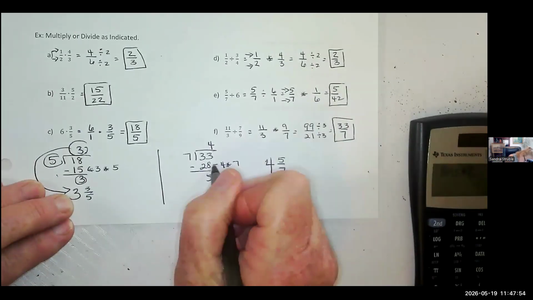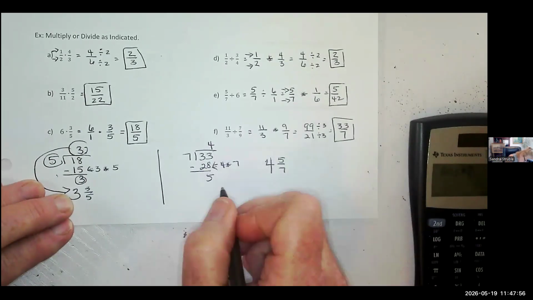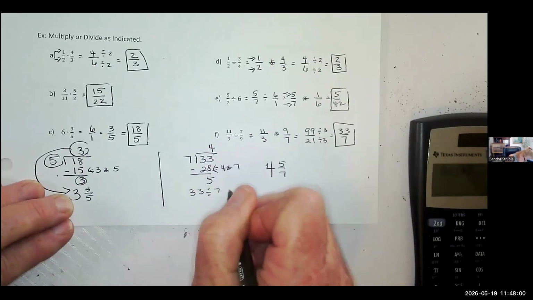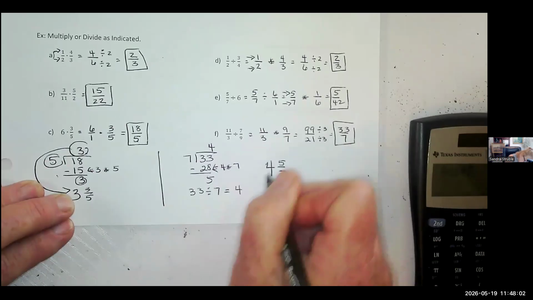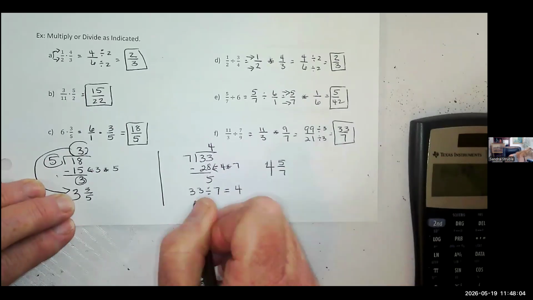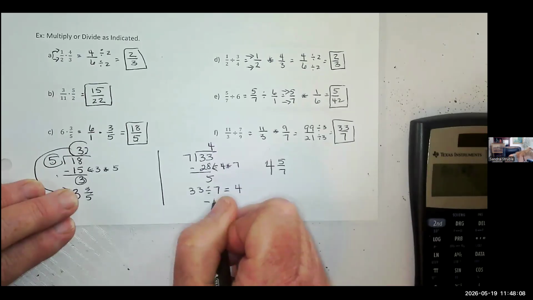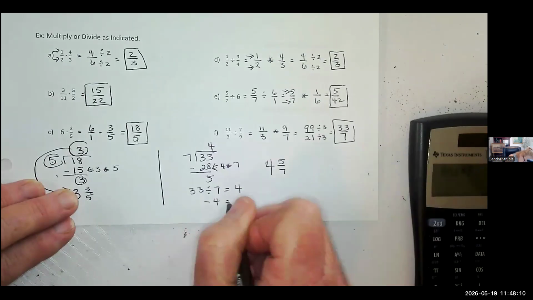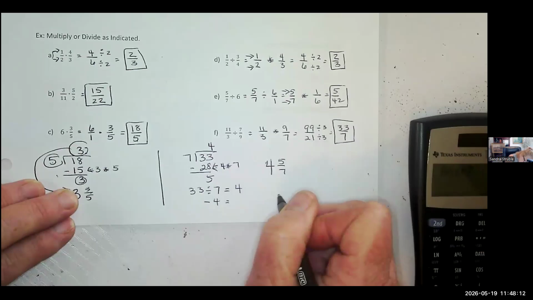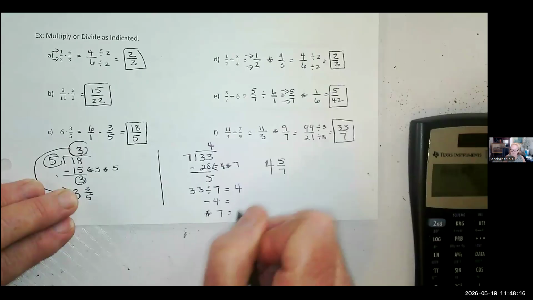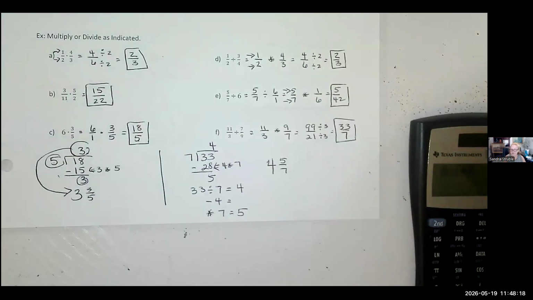So you can do it this way, or you can do it with your calculator. So you would go 33 divided by 7 is equal to your 4. Then you would subtract 4 from your calculator, and you get the decimal. And then you would multiply that times 7, and you would get your 5. I'm not going to write the whole decimal piece out, but that's the steps that you can do as well. You've got multiple options here, whichever one you feel most comfortable with.